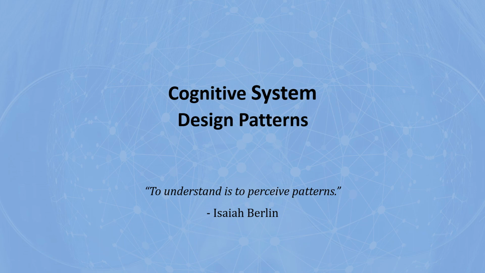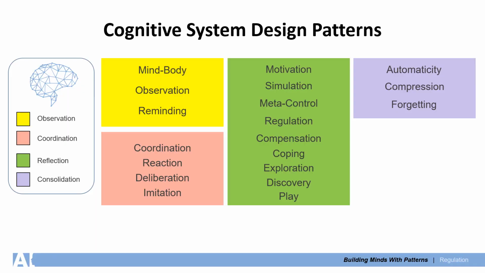What are cognitive system design patterns? Isaiah Berlin once said, "To understand is to perceive patterns." In building an artificial mind, it's helpful to start somewhere, and preferably not from scratch. There are a number of cognitive system design patterns which can be used to implement the required mind functionality. Mapping requirements to design patterns can assist in defining the overall mind architecture. Some design patterns are depicted here. This talk's focus will be the regulation pattern.